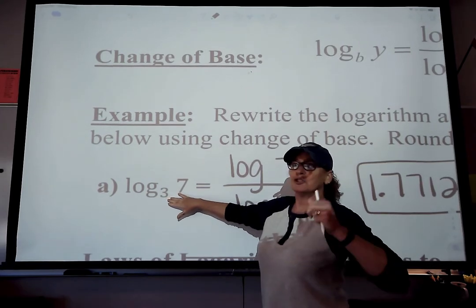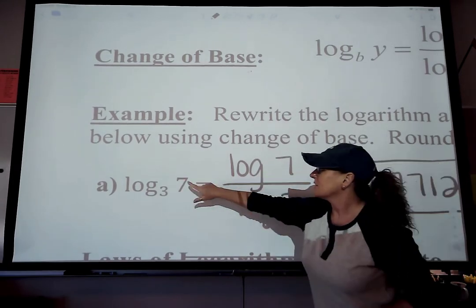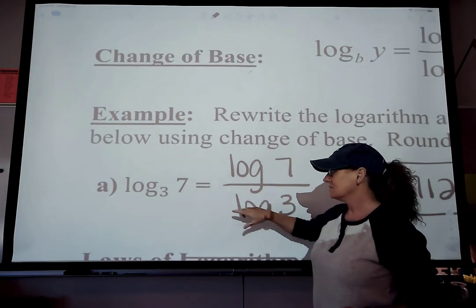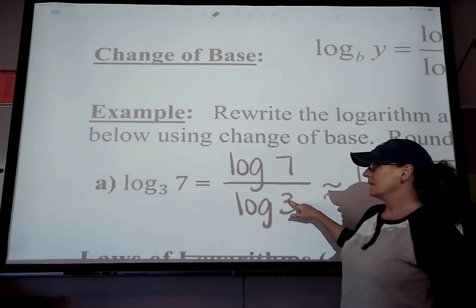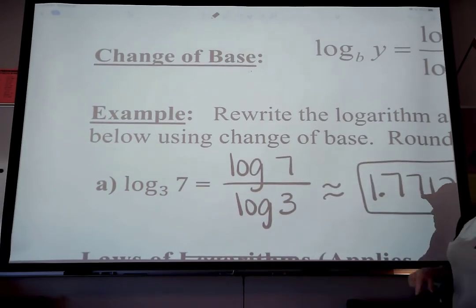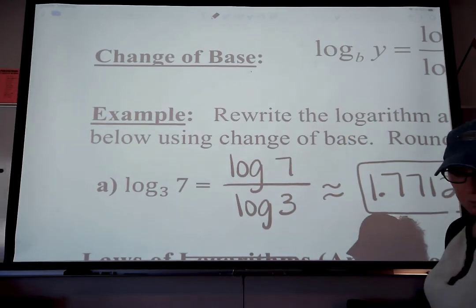So to get it into a form where we can use our calculator, I'm going to go log base 10 of 7 divided by log base 10 of 3. I'm going to divide that out using my calculator, and I get approximately 1.7712. Might want to try that out real quick.